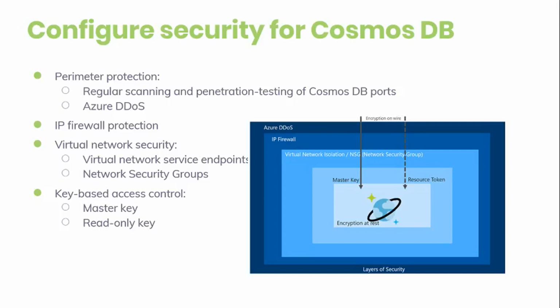Let's come to our topic: configure security for Cosmos DB. The first layer of Azure provides physical safety of the data center and continuous protection from distributed denial of service (DDoS) attacks.